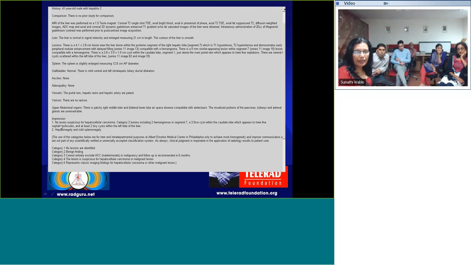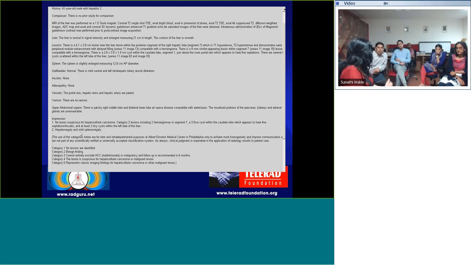For example, here, I don't think you can see from there. No lesion suspicious for HCC. Category 2 lesions including 2 hemangiomas in segment 7, a 3.9 centimeter cyst in the caudate lobe, which appears to have fine septations, and at least 2 tiny cysts in the left lobe of the liver. Hepatoma. Very specific, as much as possible.